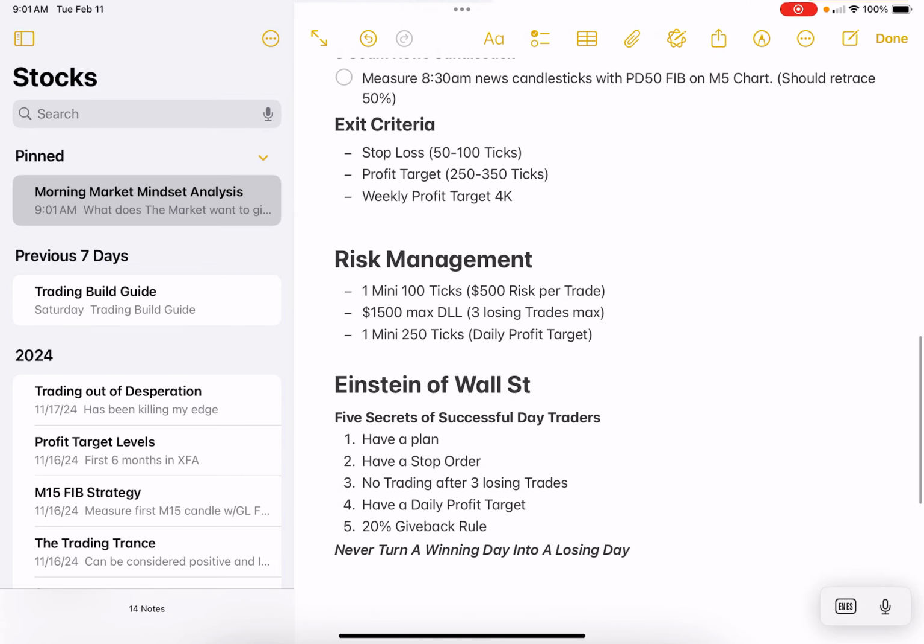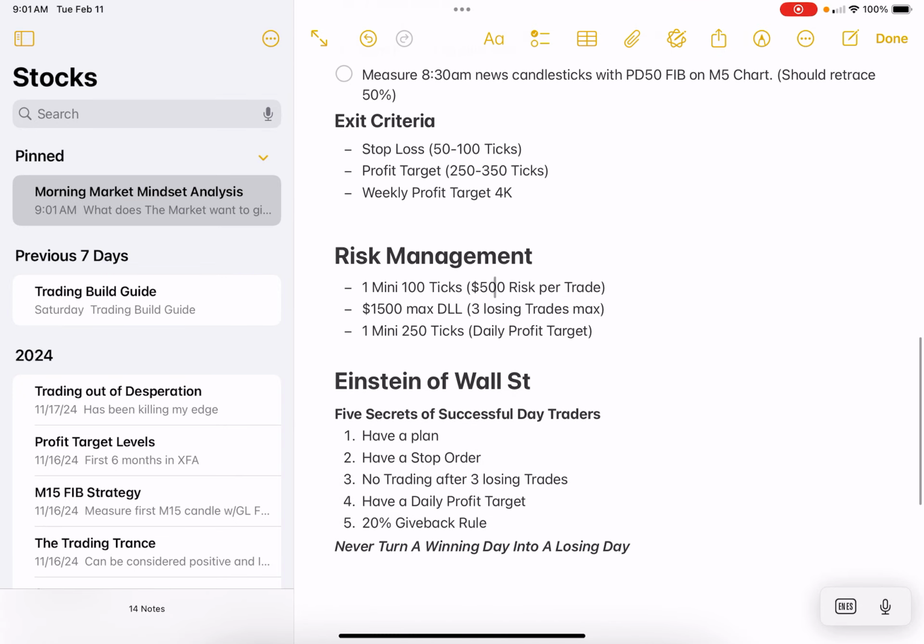And then my risk management is usually 1 mini, 100 ticks. That's the stop loss. And then 1 mini, 200 ticks, well, it says risk per trade, so that's letting me know it's a stop loss. So maybe I don't have to put that there.